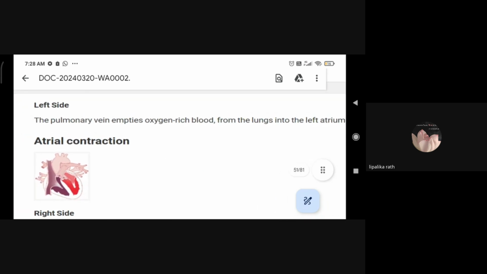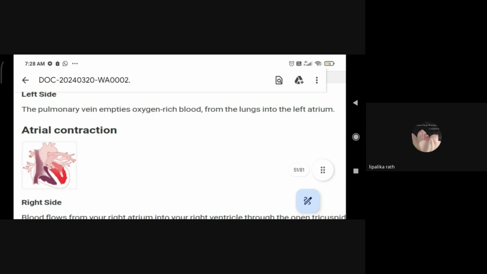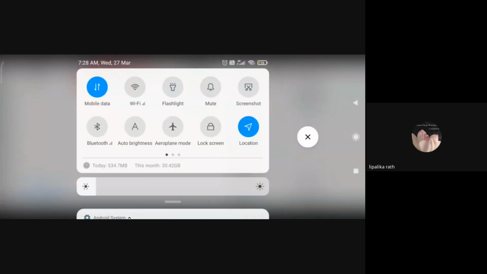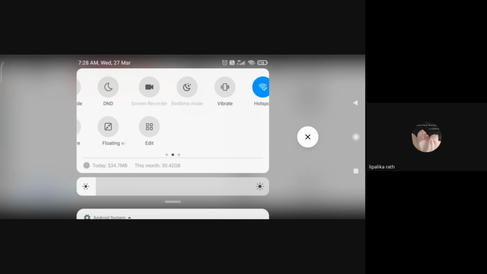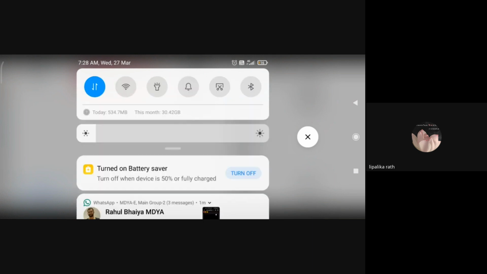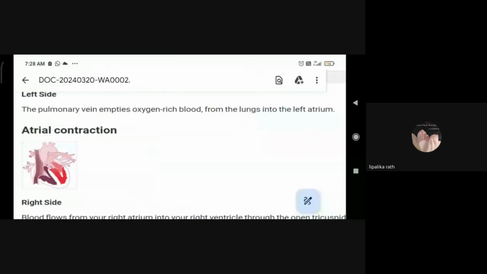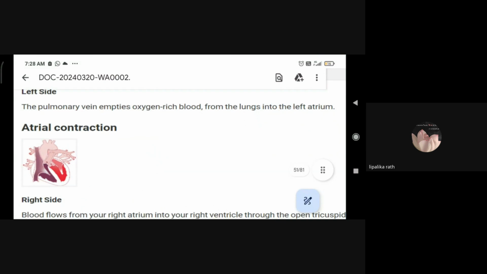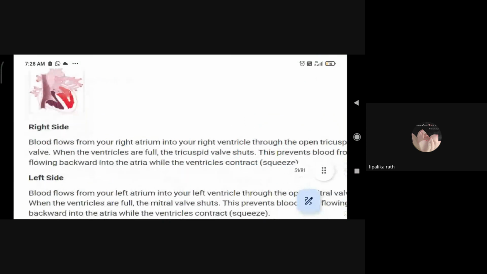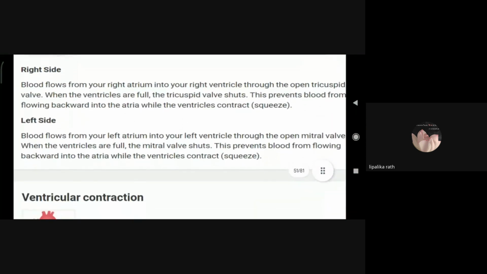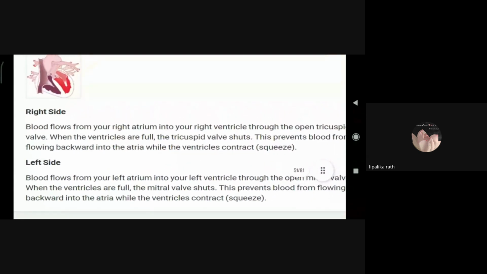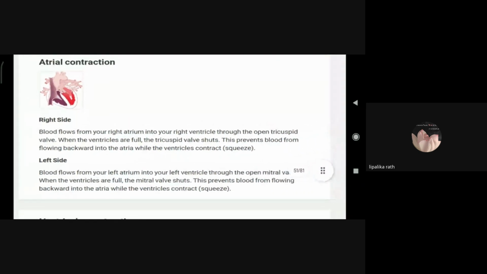We all know this story. We have repeated this story so many times. Now, these are the same things we all know. Just we will go through fast. Right side, blood flows from your right atrium to right ventricle through the open valve.